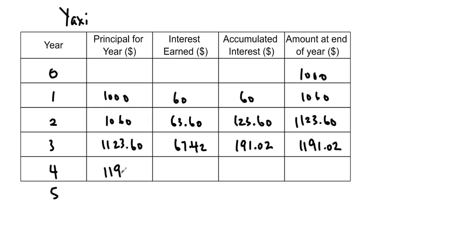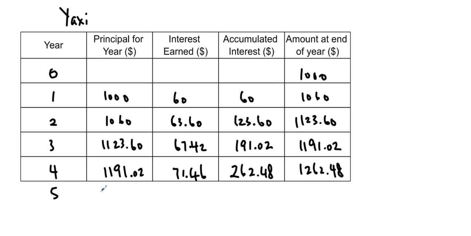We forward that again. We're using the amount at the end of the year to be our principal for the next year. Multiply it by 0.06. We're going to get 71.46. I did this in advance, I'm just copying my chart. We add all of these four together to get the accumulated interest, which is $262.48. And you do 1191.02 plus 71.46, and it ends up being $1,262.48.